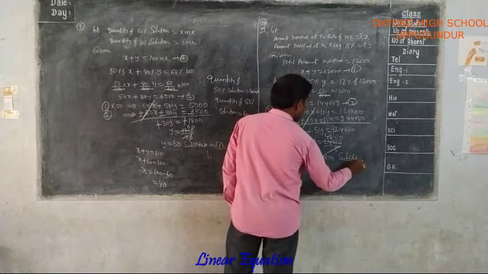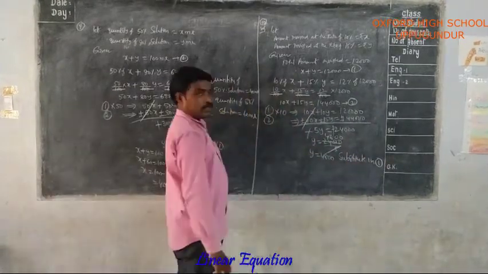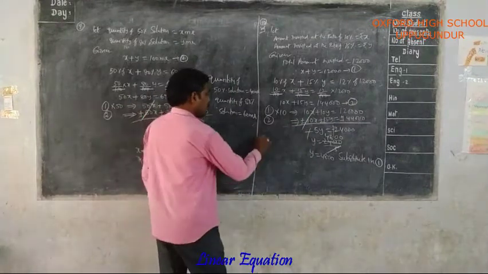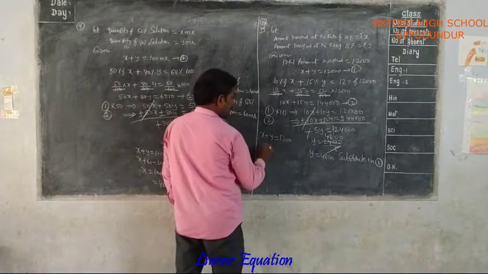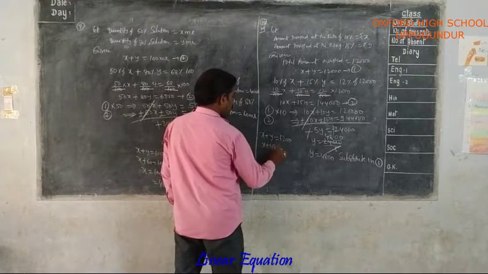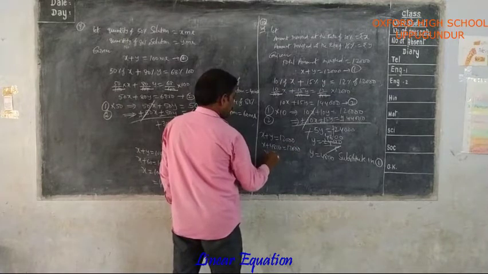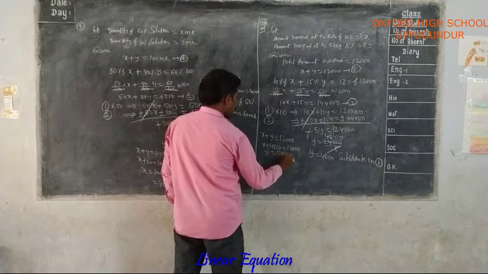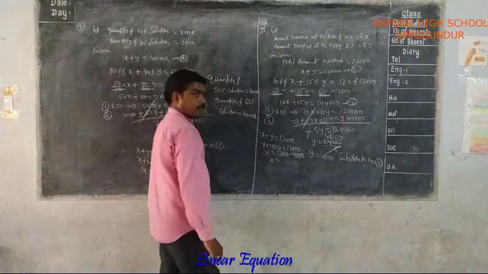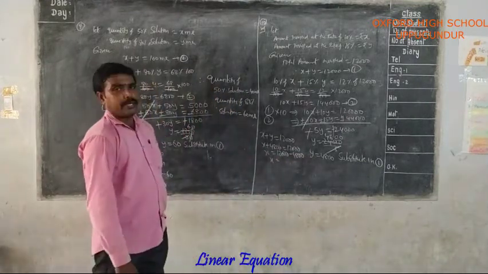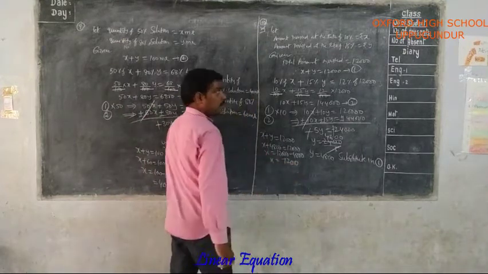Substitute this value in any one of the equations. And I am substituting this in equation 1. What is first equation? x plus y equal to 12,000. x plus 4,800 equal to 12,000. x equal to 12,000 minus 4,800. 12,000 minus 4,000, 8,000. 8,000 minus 800, 7,200.